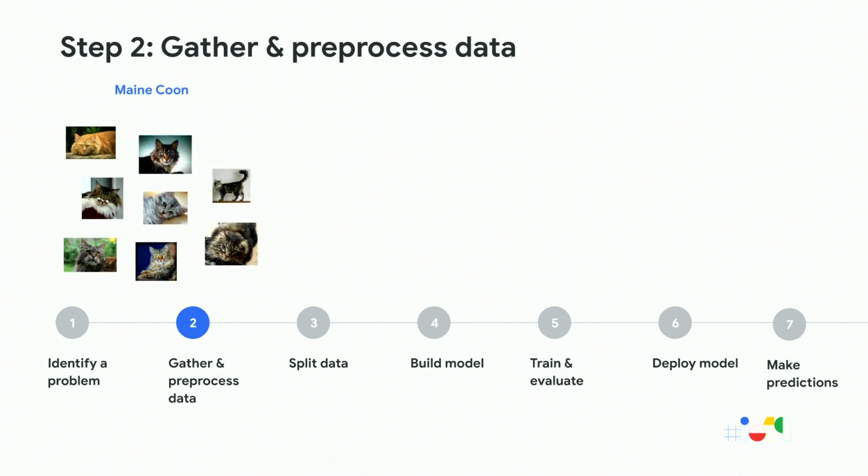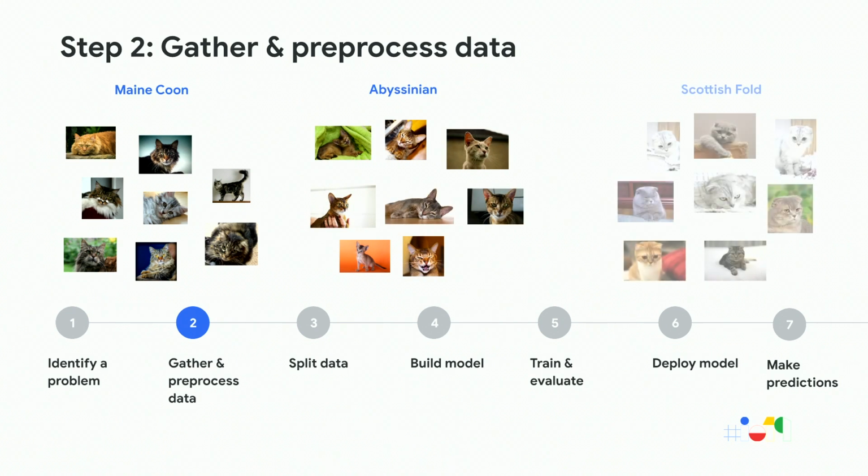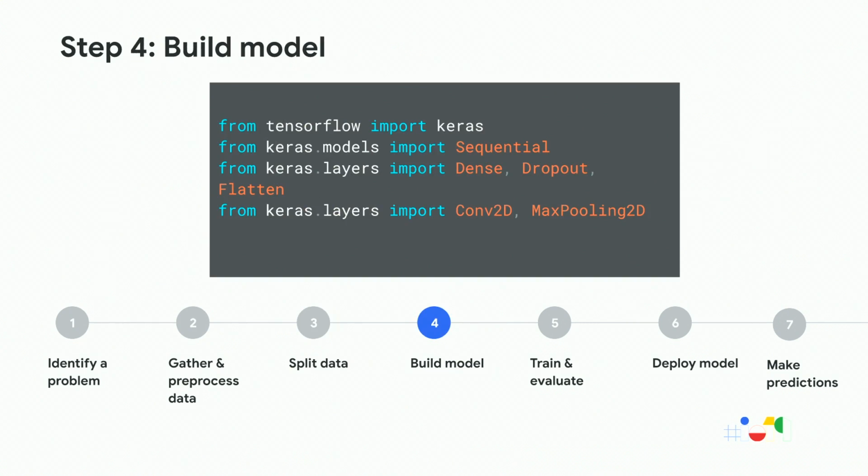All right, so first you have to gather and pre-process all this data and group it into these different cat breeds. Then you have to split the data set up into a training set and an evaluation set. And then you have to build your TensorFlow or Keras model.